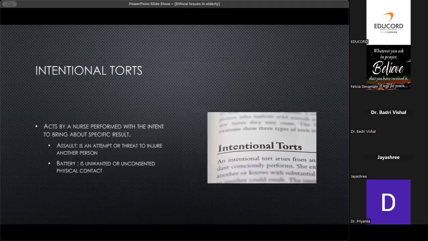Then there is something known as intentional torts. These are acts usually performed by nurses with the intent to bring about specific results. They can be assault or battery. What is an assault? It is an attempt or threat to injure another person, and battery is unwanted or unconsented physical contact. The attempt or threat is a very serious or grave offense, usually treated as a violation of patient rights. Is that clear?